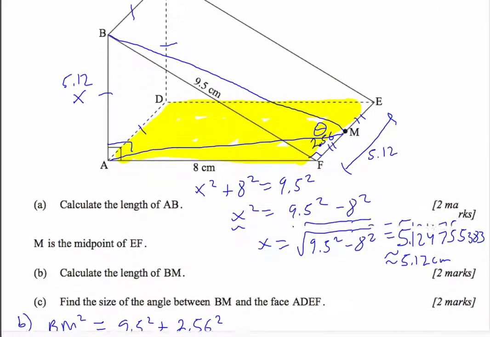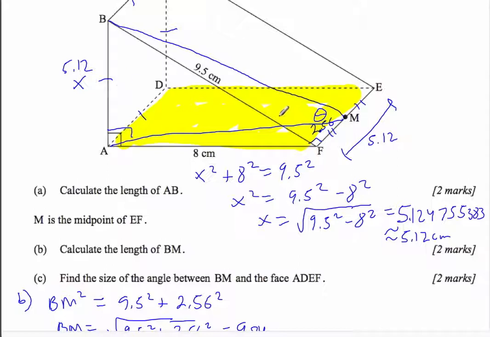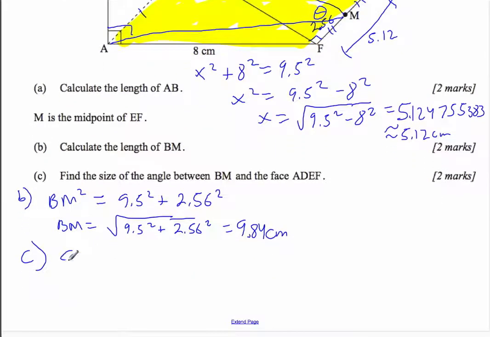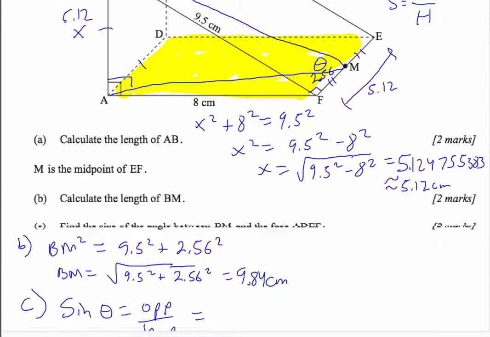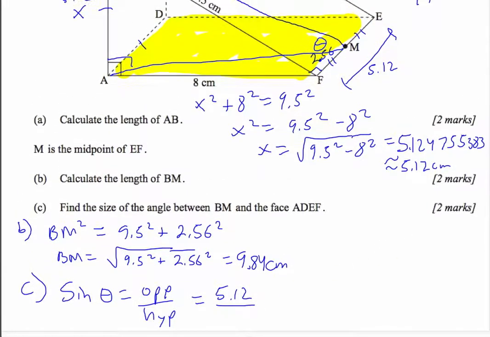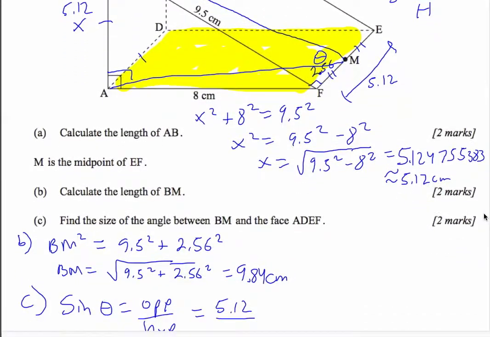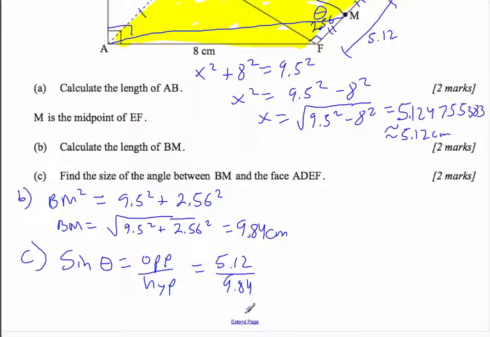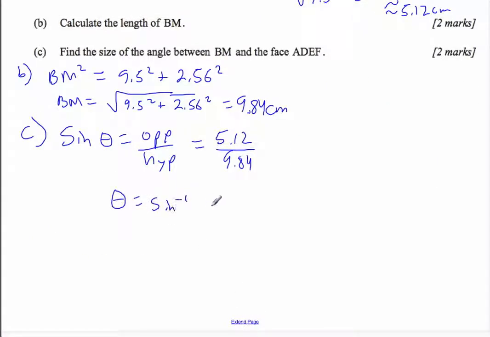It's a right angle triangle. And in order to find theta, we have opposite and hypotenuse, which is sine, right? So we're going to use sine. Sine of theta equals opposite over hypotenuse, which equals 5.12 out of the hypotenuse, which we just found is 9.84. So theta equals inverse sine of 5.12 out of 9.84. We're going to get our approximate answer in a second.